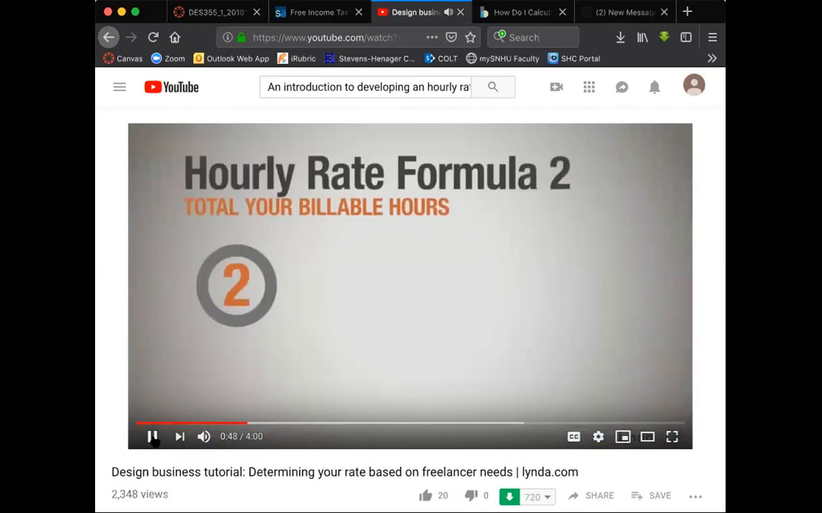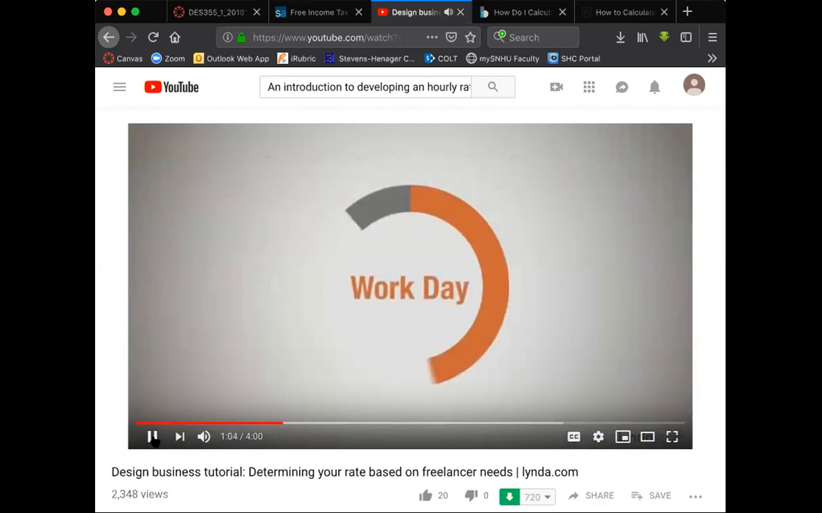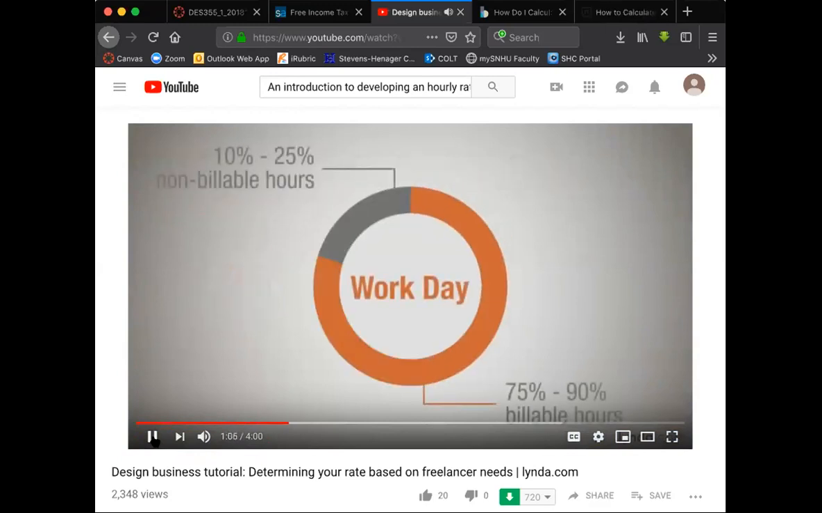Step 2. Total your billable hours. What are the total hours you have to sell in a month? A standard target figure is 8 hours per day, or 40 hours per week, or 160 hours per month. I've observed that most designers don't bill all the hours of their day. On average, about 10 to 25% of their workday is taken up with non-client billable activities, such as running the business, doing self-promotion, or simply downtime. Therefore, to actually bill 40 hours per week, you may need to work 44 to 54 hours.